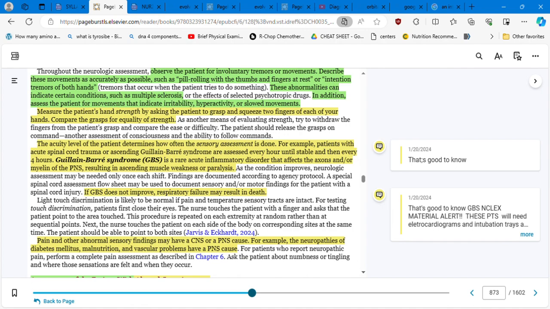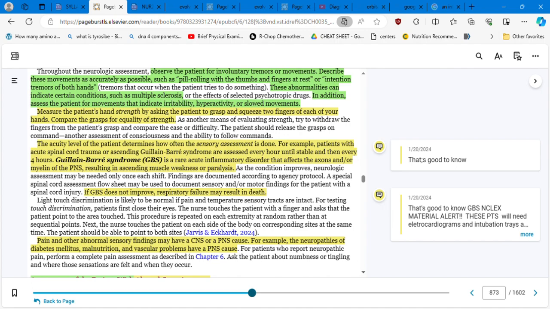And here comes another that's good to know. The acuity level of the patient determines how often the sensory assessment is done. For example, patients with acute spinal cord trauma or ascending Guillain-Barré syndrome, and I am going to start suggesting you a good way to remember Guillain-Barré. The first 2 letters are G and U, meaning the disease goes up. GU, disease goes up. Okay, there are many neurological conditions you need to get. You need to be a master on how you remember these conditions. Okay, Guillain-Barré, the disease goes up.